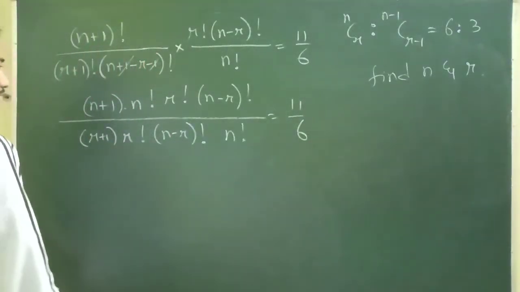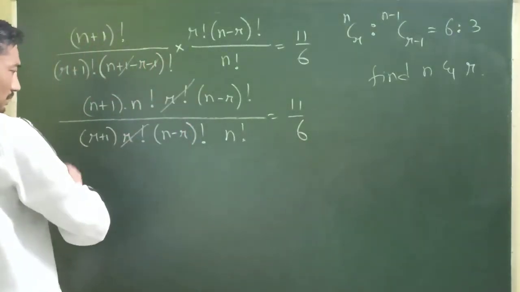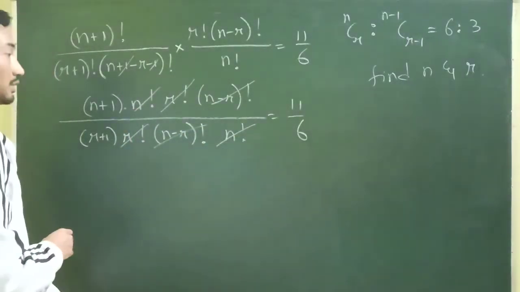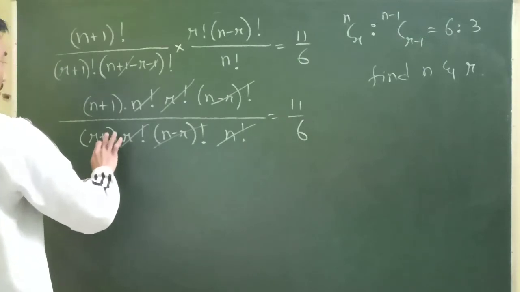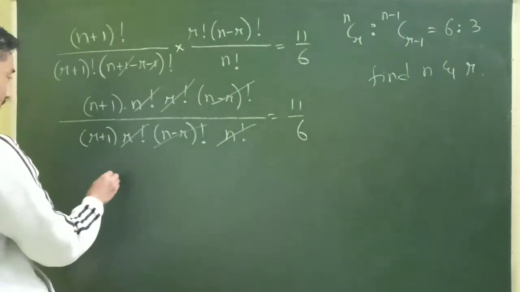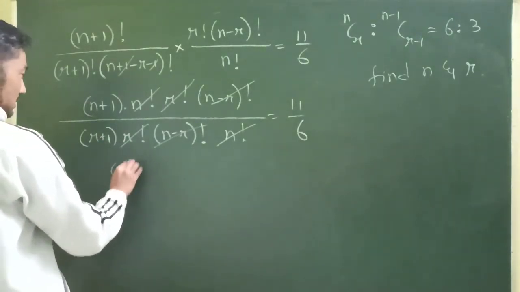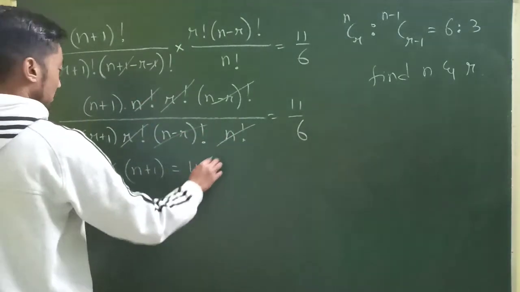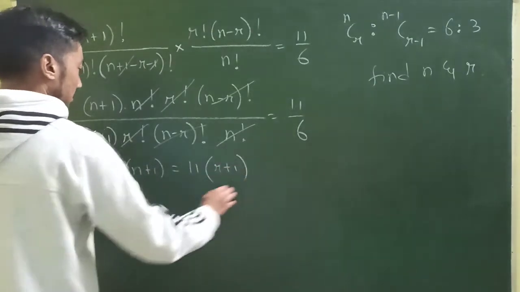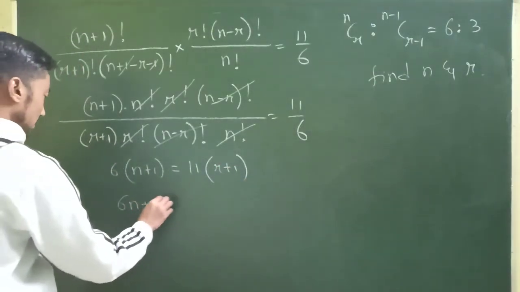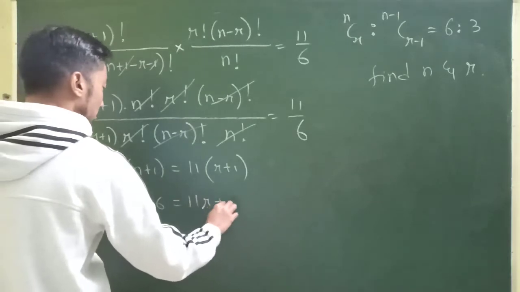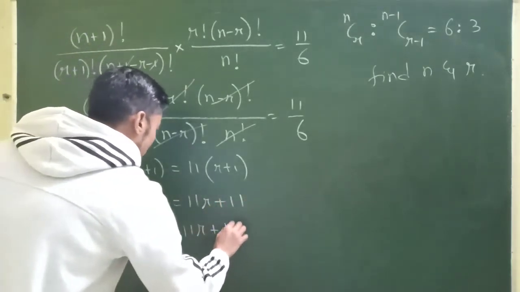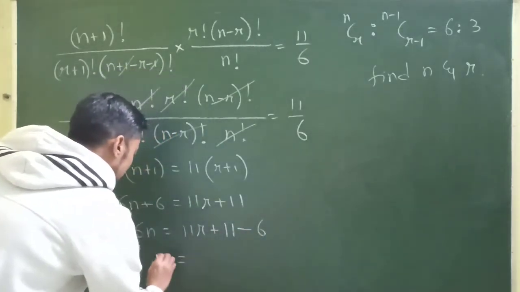Let's see what remains. R factorial, r factorial. N minus r, n minus r. N. Wow, so many things reduced. This is r plus 1. So we'll have 6. I'm going to just cross multiply what is left, to save some time. R plus 1. 6n plus 6 equals 11r plus 11. 6n is equal to 11r plus 11 minus 6.